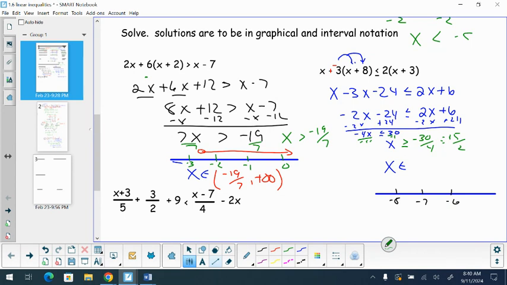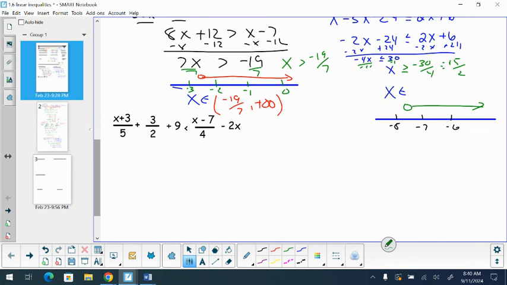Do we have an open or a closed dot there, Zach? Open. Open dot. And which direction are we going? Negative. Greater than. Positive, so we're going towards positive infinity. Okay, this arrow will tell us which direction to go. So now we go to our interval notation. X is a member of negative 15/2. If you put it in decimals, that's fine. You can leave it as fractions. Going towards positive infinity.